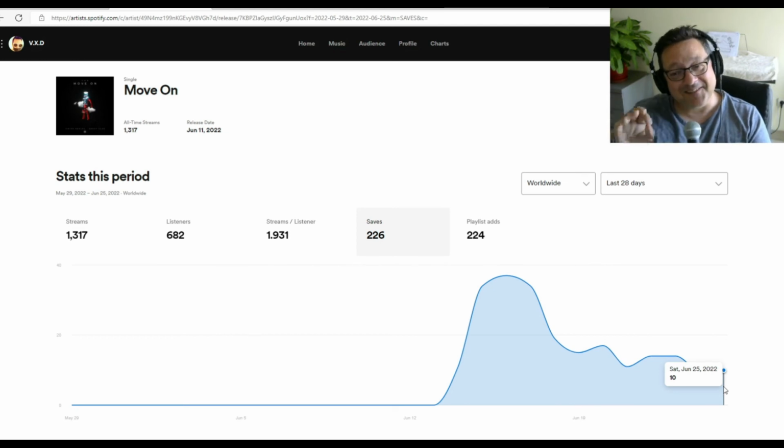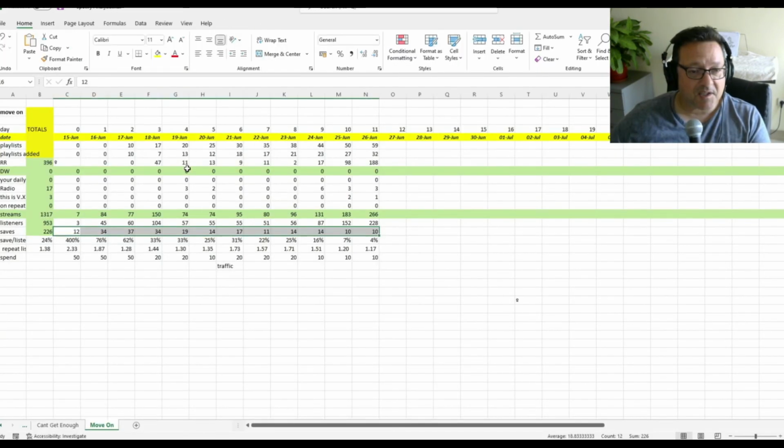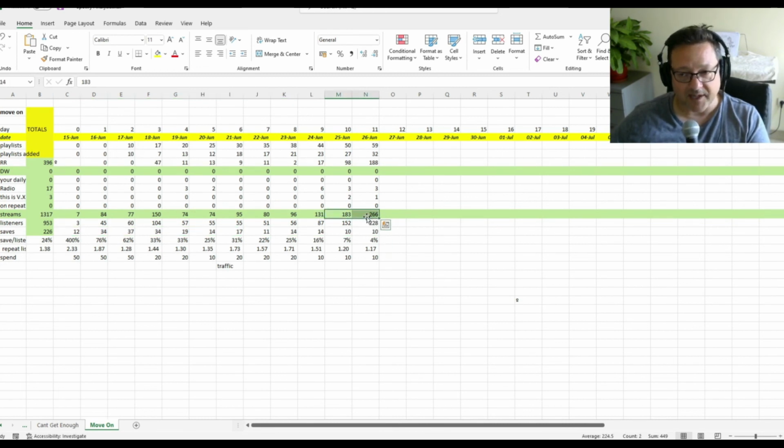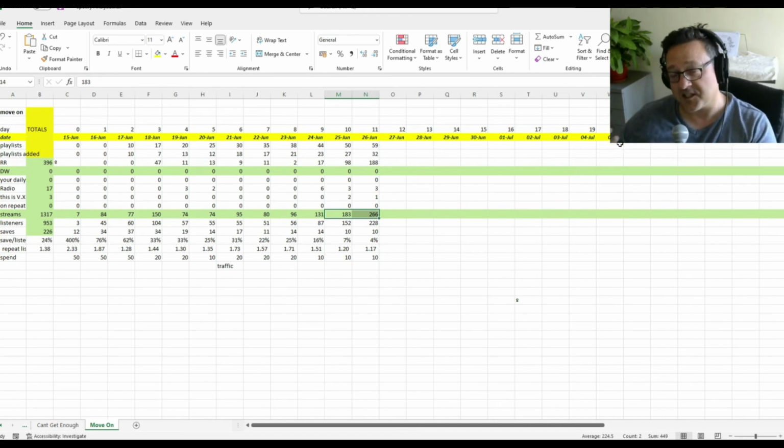So saves are very important. The more saves you have per listener, the better, right? And I think you're more likely to get things like Discover Weekly and Release Radar. That is the key, right? So if we go back to my spreadsheet again, consistently we're getting the streams. We're getting more streams now because of the Release Radar algorithm. It's only 10 days in. I'm expecting in the next 2 weeks or more that we'll start getting Discover Weekly.